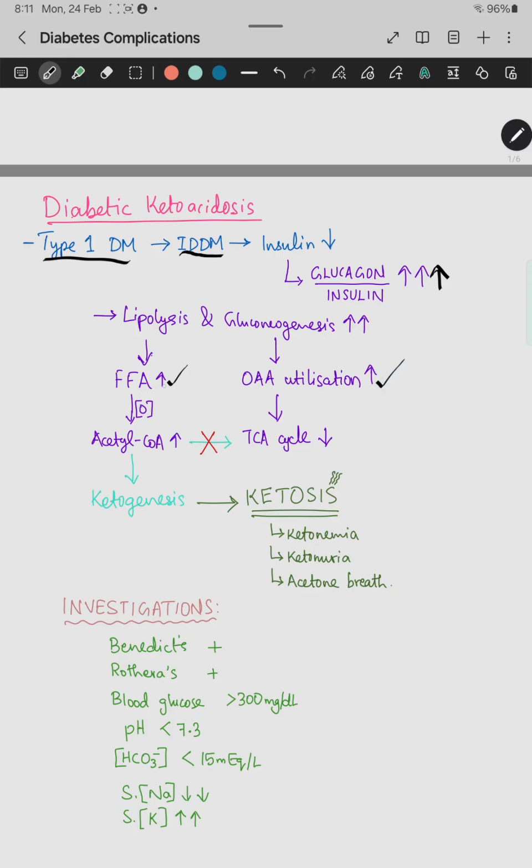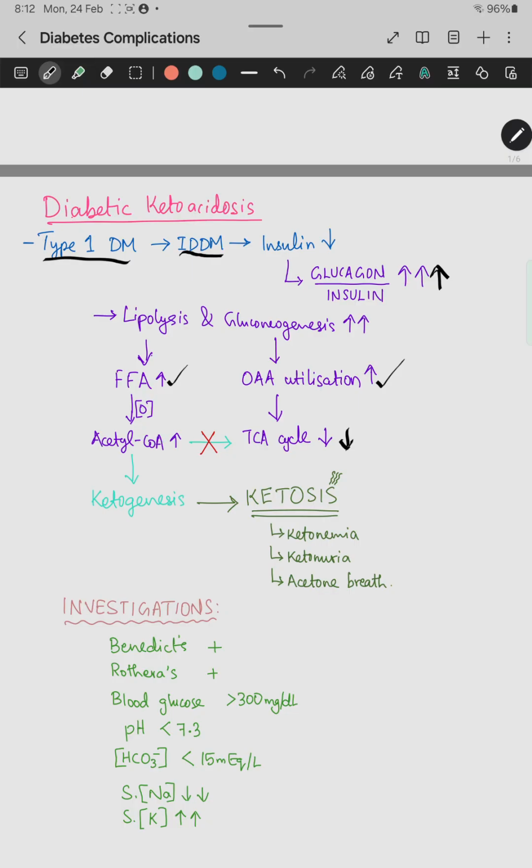Now free fatty acids are seen more in the blood, so that causes increased oxidation of fatty acids, and more acetyl CoA is produced. And as the oxaloacetic acid utilization is increased, there is a deficiency of oxaloacetic acid, and so the TCA cycle will be reduced or inhibited.